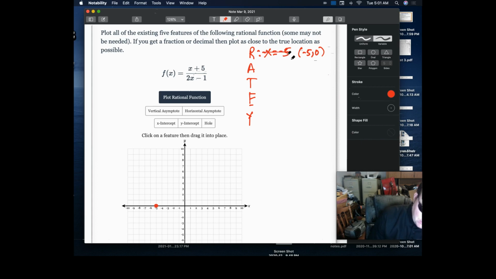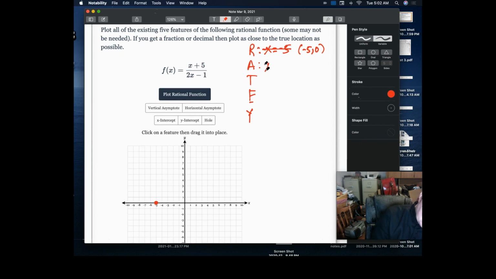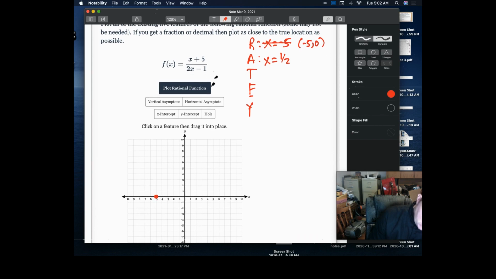I don't like to write x equals -5 because x equals -5 is a vertical line, right? So that might confuse me later. So I don't like to do that. Speaking of vertical lines, we're going to look for the asymptote. That's when the denominator is equal to 0. So this is x equals 1/2. I'm just setting 2x minus 1 equals 0 and solving. So at 1/2, we have a vertical asymptote.